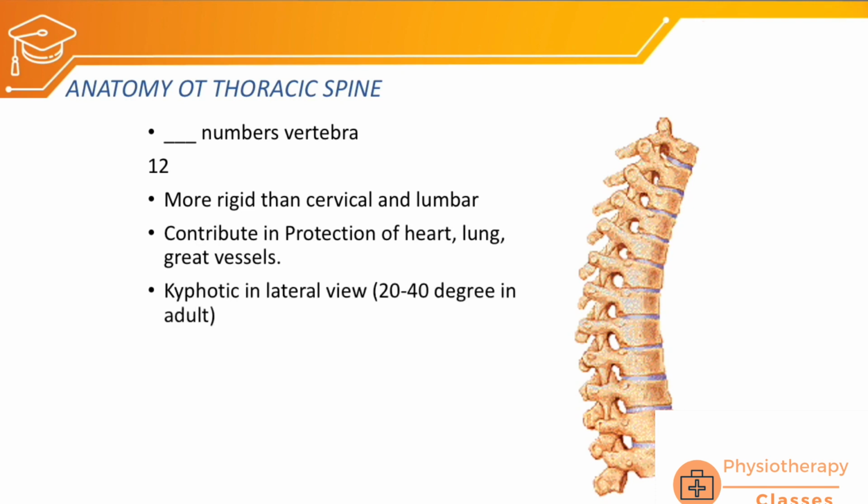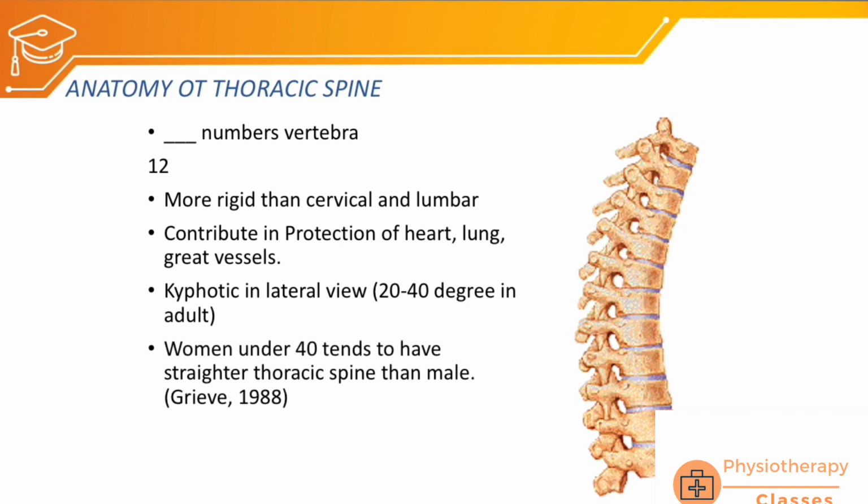When we view it from the lateral side, it is kyphotic. It is about 20 to 40 degrees of kyphosis. In young adults, women have less kyphosis in the thoracic spine than males. These are the basic anatomy.